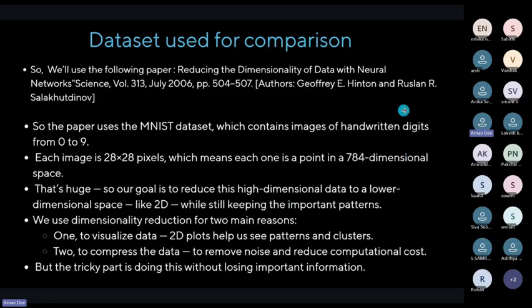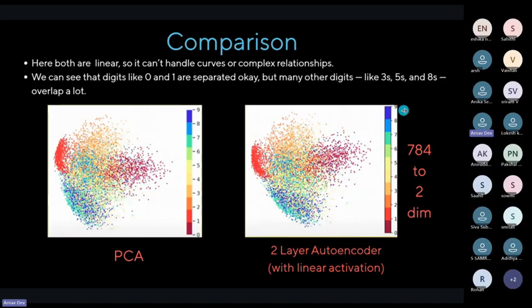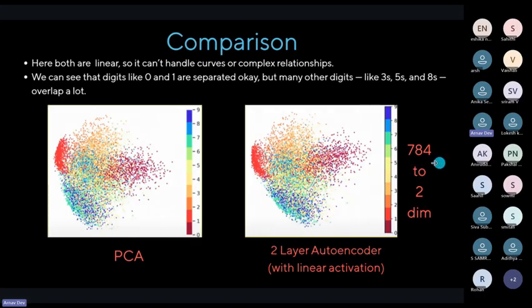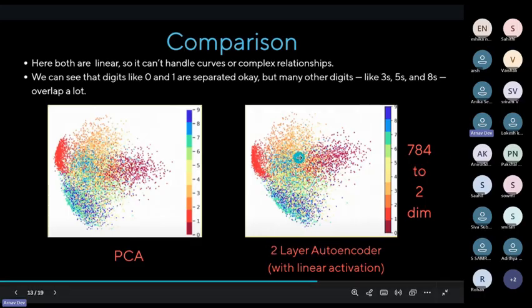Now I'll move to the comparison between PCA and autoencoders on the real data set. This is PCA, and this is a two-layer autoencoder, going straight from 784 to two dimensions without any hidden layers in between. Here we did not use any non-linear activation function, just a linear one, so we did not introduce non-linearity into this.